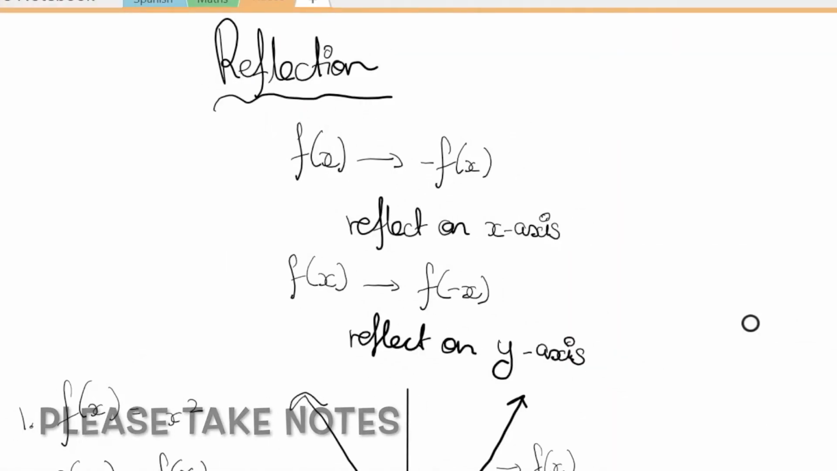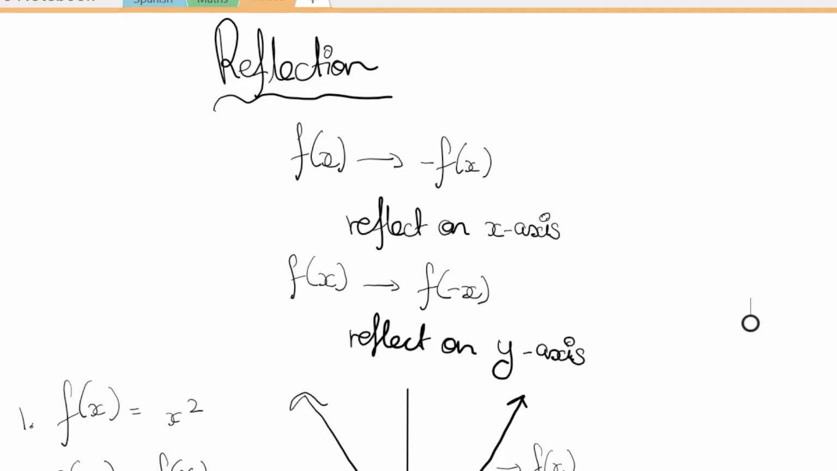Reflection is the final transformation we are going to be covering today. There are two types of reflection, on the x-axis and on the y-axis. The function is written as f of x and minus f of x, with the minus outside the bracket. That's reflecting on the x-axis. And when the function is written like f of x and then f of minus x, with the minus inside the bracket, that's reflection on the y-axis.